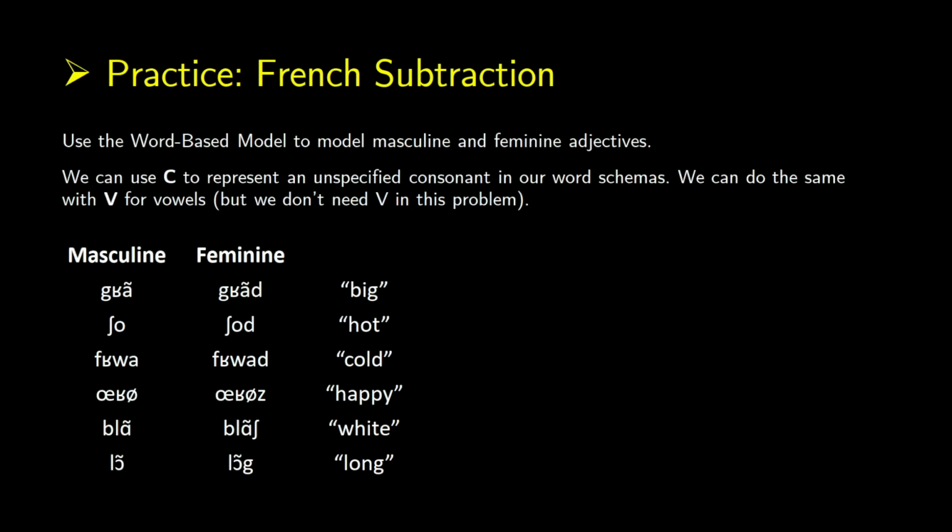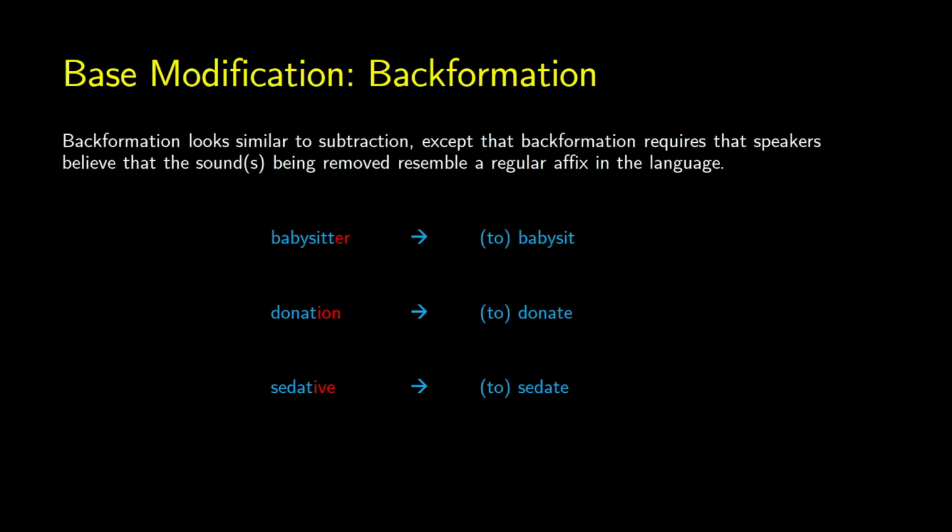So we just did French subtraction. Let's take a look at another process called backformation. Backformation looks a lot like subtraction. We have the word babysitter here, and from babysitter we get the verb to babysit. From donation, we get the verb to donate. From sedative, we get the verb to sedate.